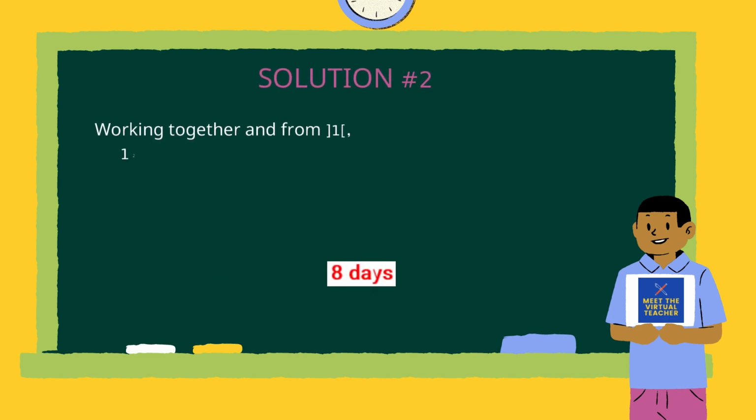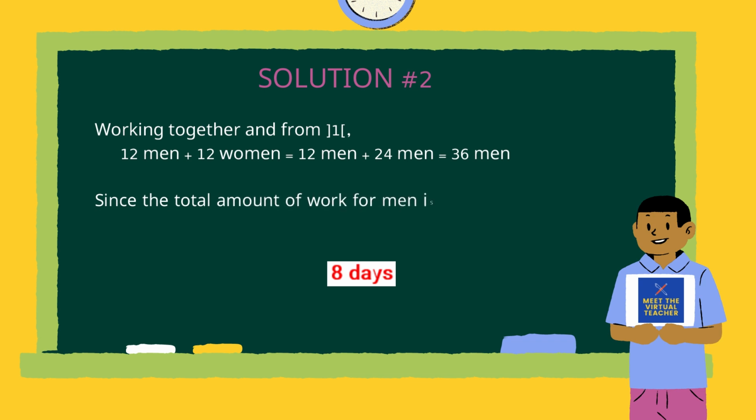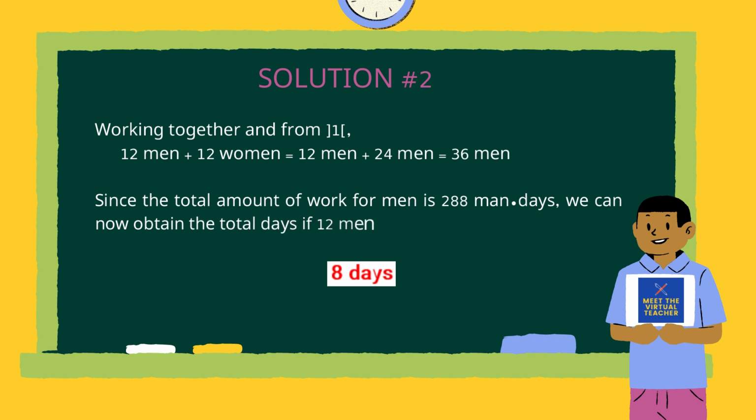Working together, from relation 1, we have 12 men plus 12 women is equivalent to 12 men plus 24 men, which is equal to 36 men. Since the total amount of work for men is 288 man days, we can now obtain the total days if 12 men and 12 women work together. That is 288 man days divided by 36 men is equal to 8 days. Therefore, if they work together, we can complete the job in 8 days.